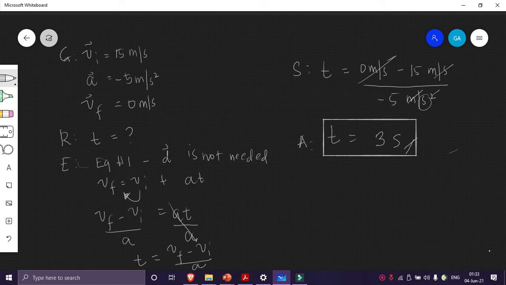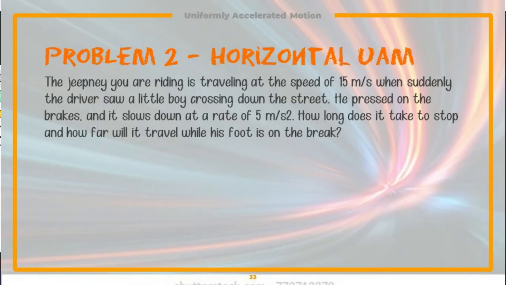So, I hope you get this one clearly. So, kung may questions, you are free to ask anytime. Okay? How about the next question in the problem? According to this, how far will it travel while his foot is on the brake? So, same pa rin tayo ng process na gagawin.